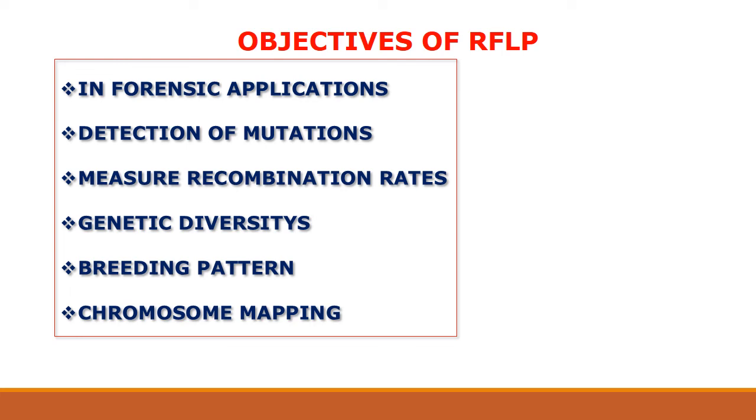In the characterization of genetic diversity or breeding patterns in animal populations, RFLP has been developed for chromosome mapping of humans, mice, maize, tomato, rice, etc.